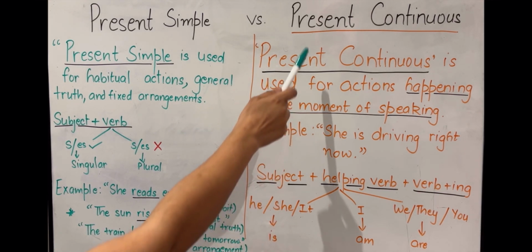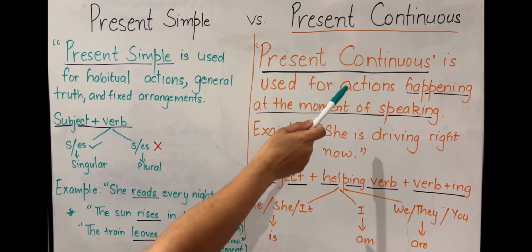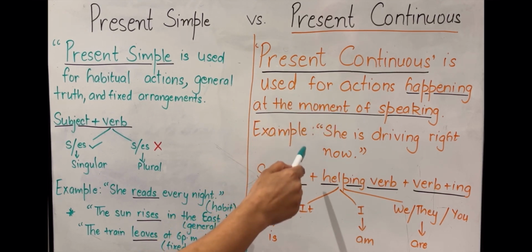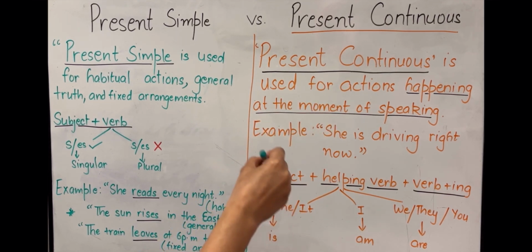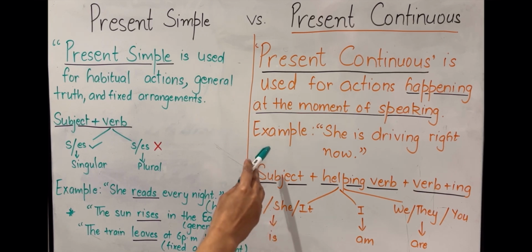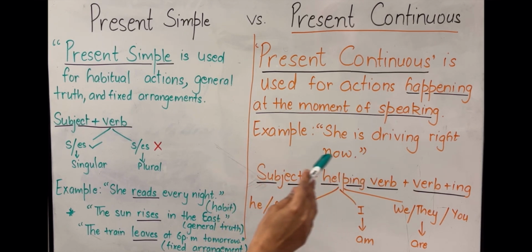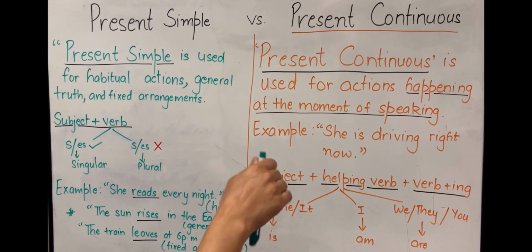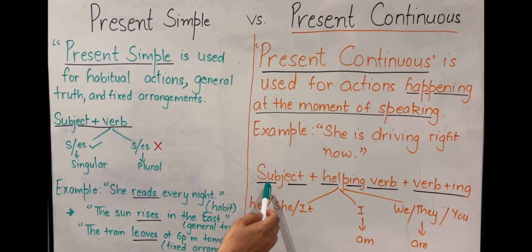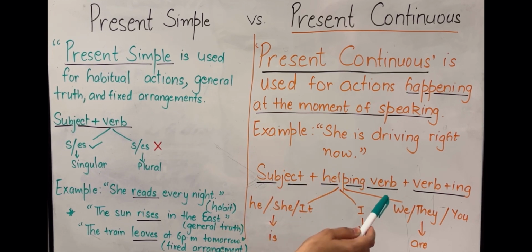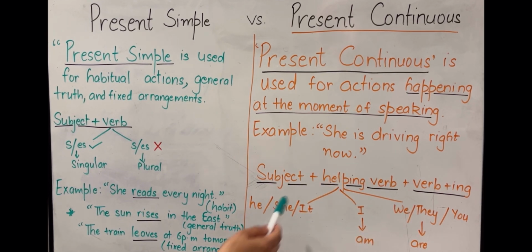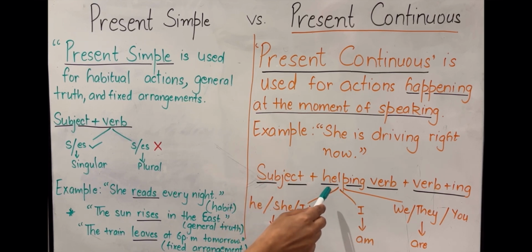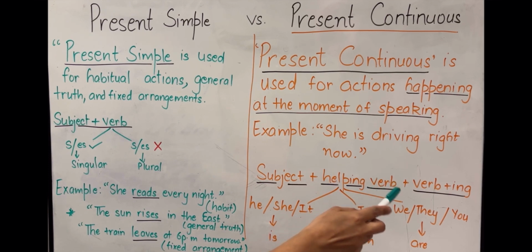The next one is present continuous. Present continuous is used for actions happening at the moment of speaking. It's happening right now. For example, she is driving right now. It is happening today, in this moment. The rule for present continuous is subject plus helping verb plus verb plus ing. It's pretty simple. Subject is your noun or pronoun. What's a helping verb? So helping verb is the word that comes before the actual verb. So that's your actual verb with ing, and this is your helping verb.